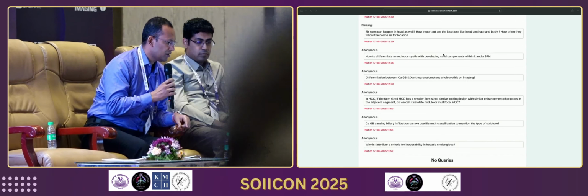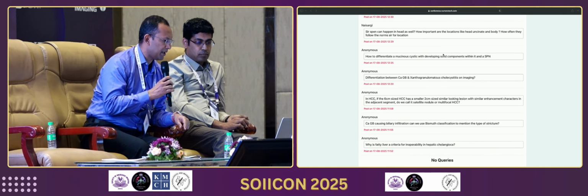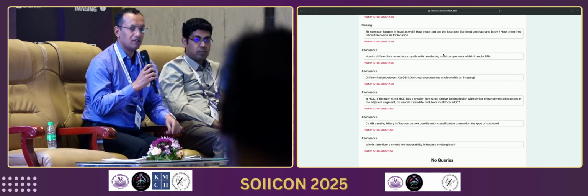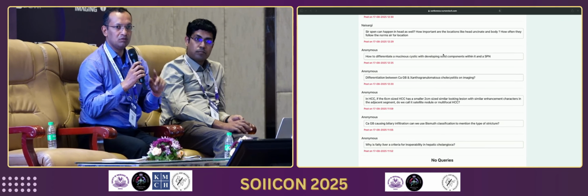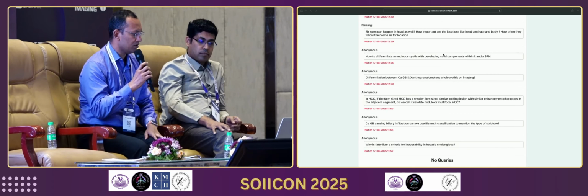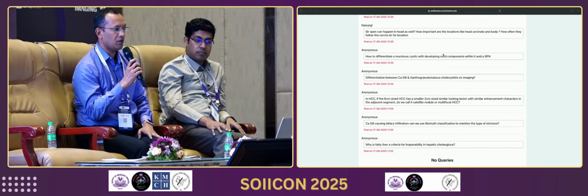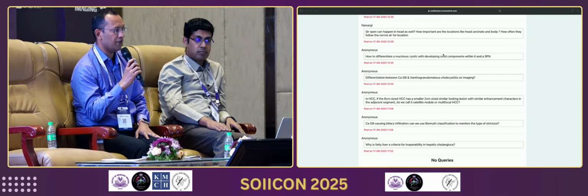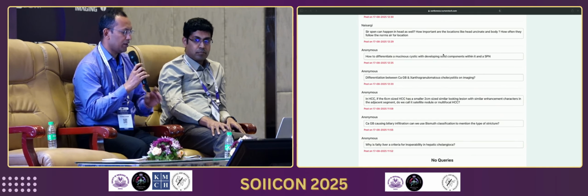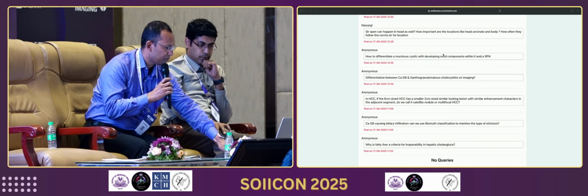The first question is, why is fatty liver a criterion for inoperability in hepatic cholangiocarcinoma? I think Dr. Madhu is not here, but fatty liver is not a criterion for inoperability. The only thing is, if you're operating on a fatty liver or NASH or in the presence of cirrhosis, the FLR, the future liver remnant, has to be larger. Fatty liver per se is not a criterion for inoperability.